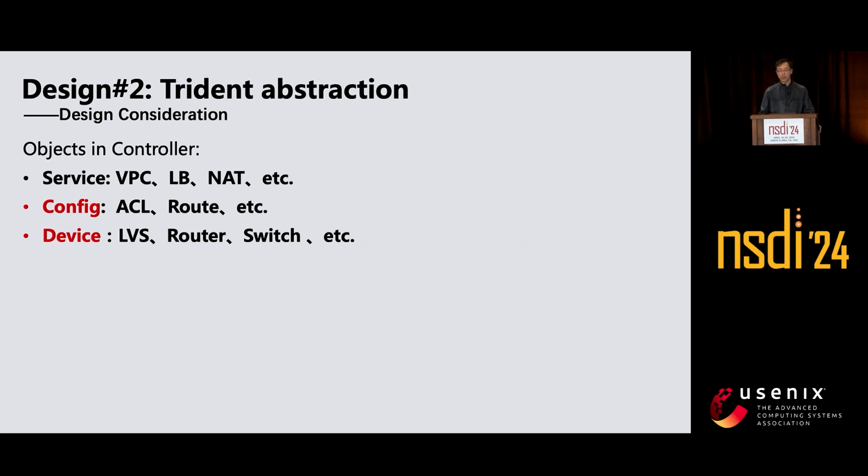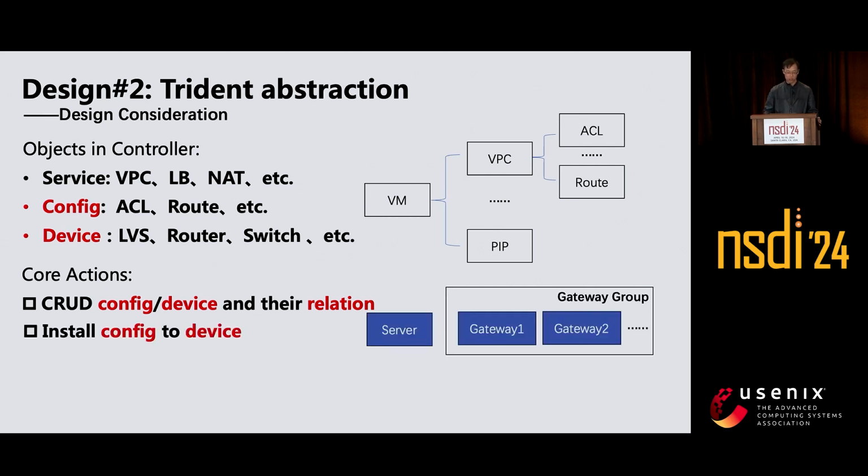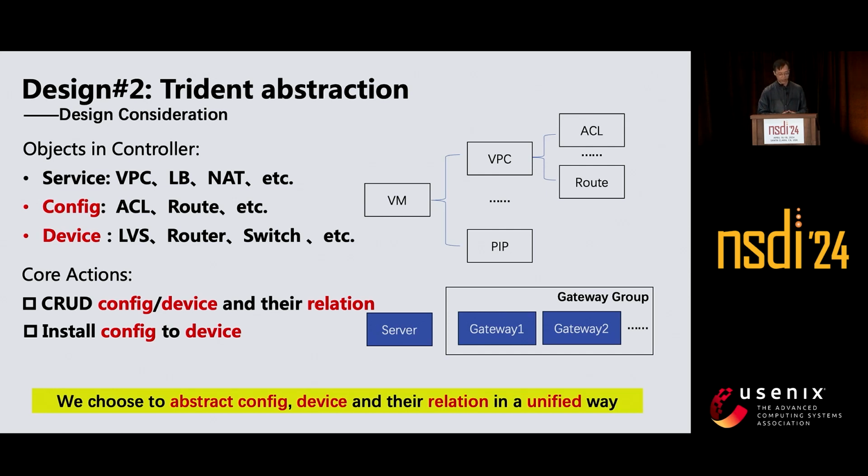The second design is abstraction. First of all, we classify the objects in the controller into 3 categories: service, config, and device. For service, we have already left it to the service team, so we will not try to unify it. But config and device, these 2 objects have to be unified, otherwise the architecture cannot work. The other thing is the actions. We also try to summarize what kinds of actions we do in a controller against the device and the config. Finally, we need to do create, read, update, and delete, and then install. What we choose is to abstract config, device, and their relation in a unified way.